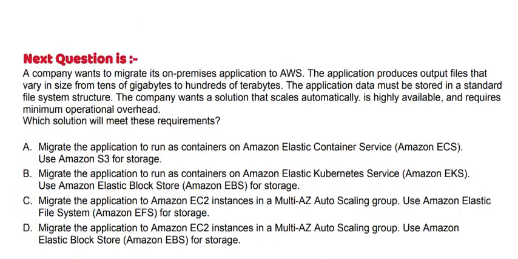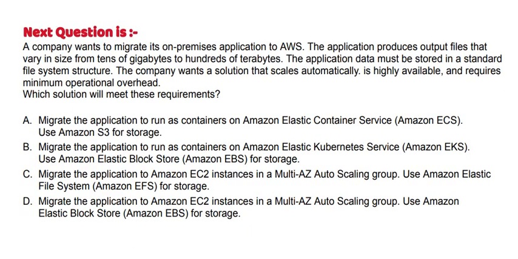Next question is, a company wants to migrate its on-premises application to AWS. The application produces output files that vary in size from tens of gigabytes to hundreds of terabytes. The application data must be stored in a standard file system structure. The company wants a solution that scales automatically, is highly available, and requires minimum operational overhead. Which solution will meet these requirements?